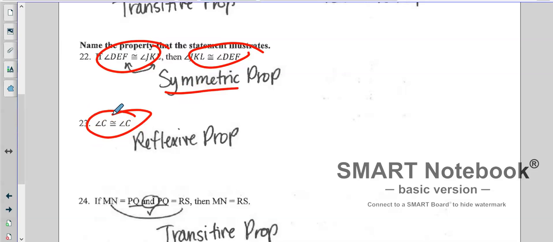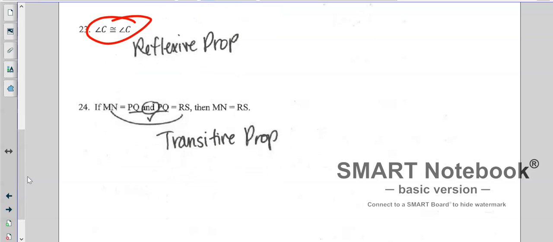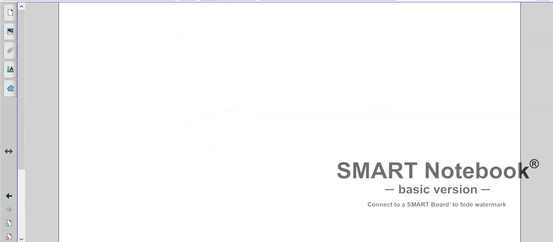Again, looking in the mirror, C is C, so that's reflexive. And transitive, we said this is this, this is this. We're just going to go right from here to there. That's the transitive property. And that's it for your test.